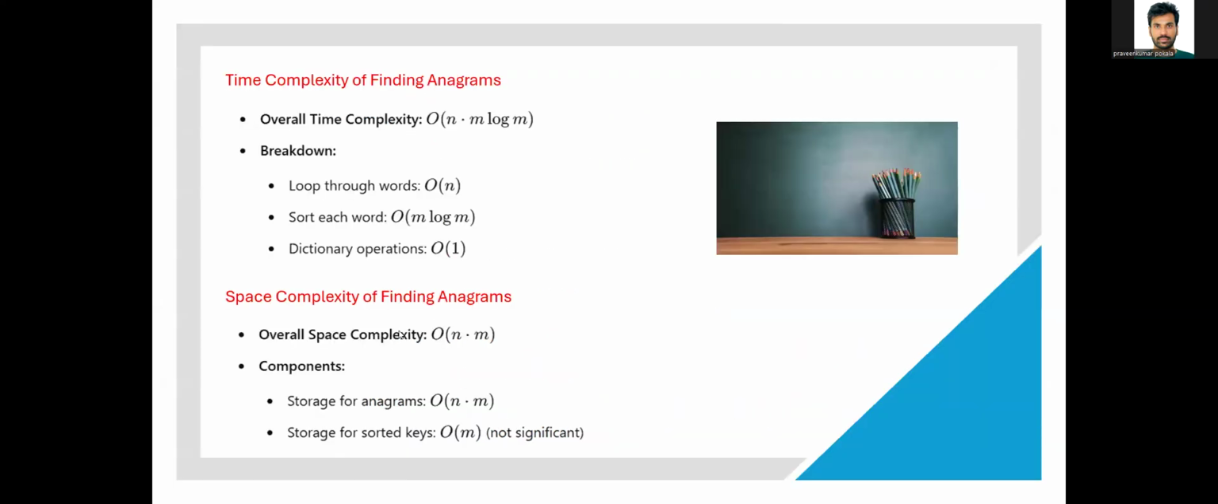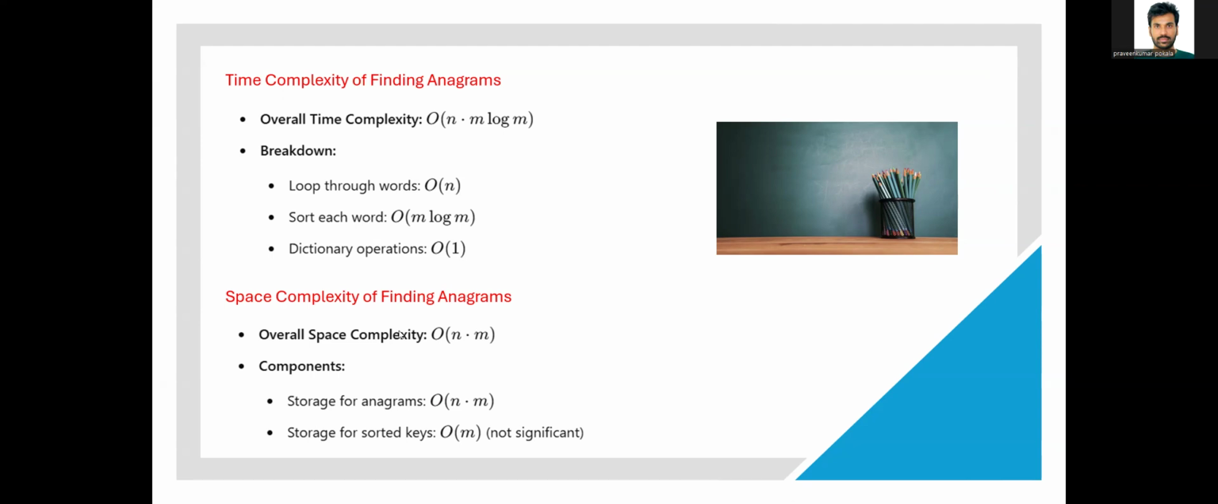And the overall time complexity is O of n m log m. For looping through words, there is O of n. For sorting each word, m log m, and dictionary operations are O of 1. Since we are doing this sorting operation for every word in the n words, it is O of n m log m. Similarly, the space complexity is O of n m, because the storage for anagrams is n m. There could be n keys, and each one having m characters.